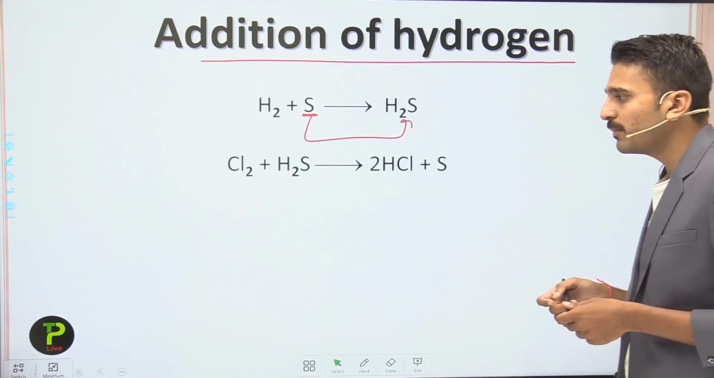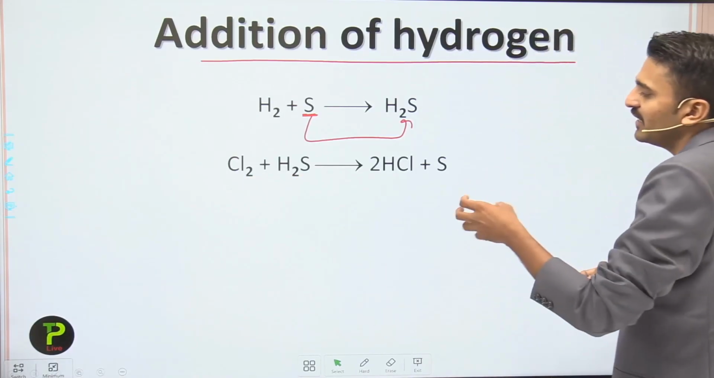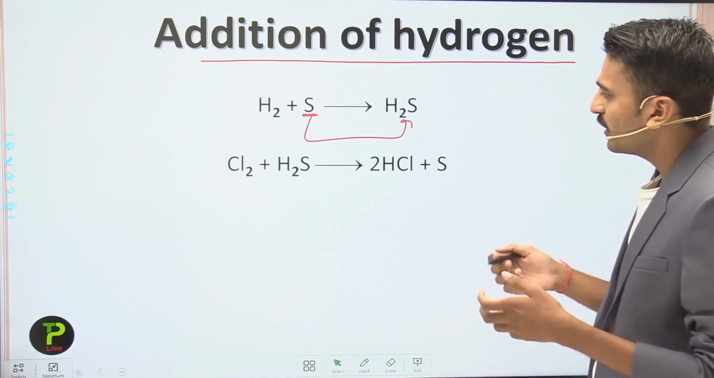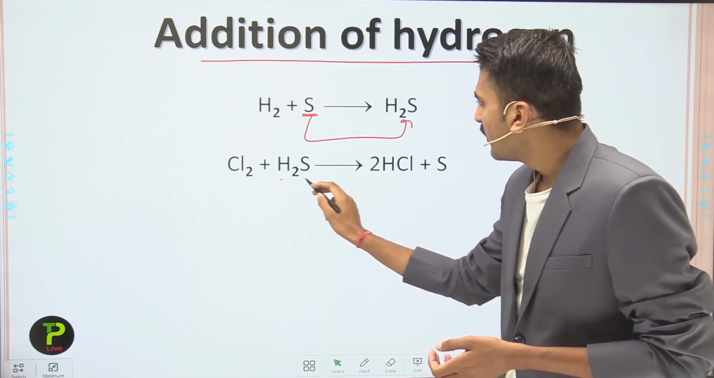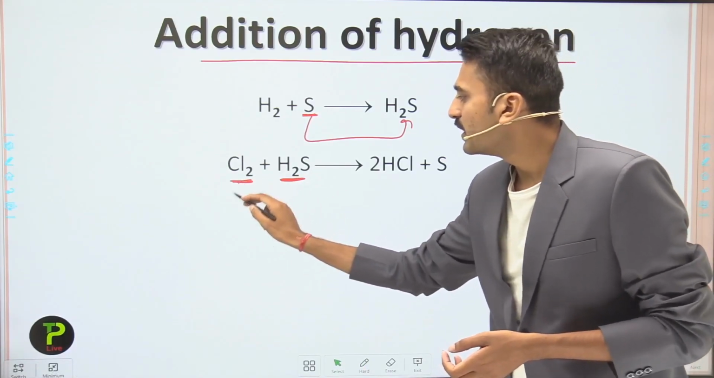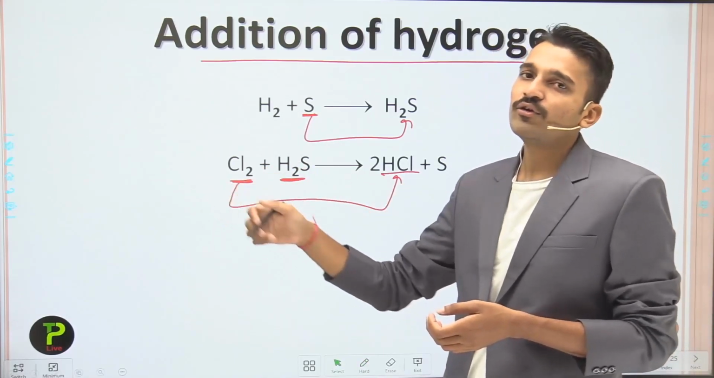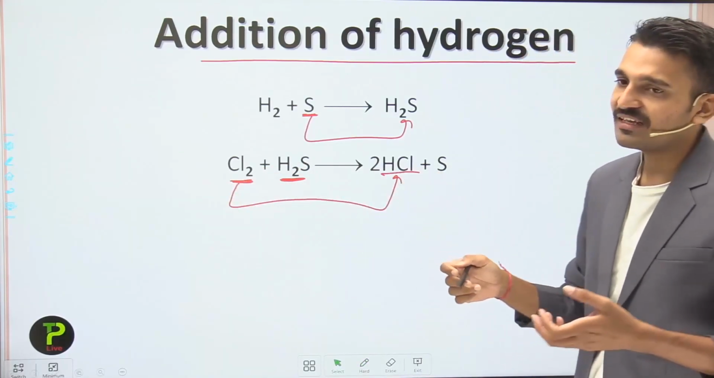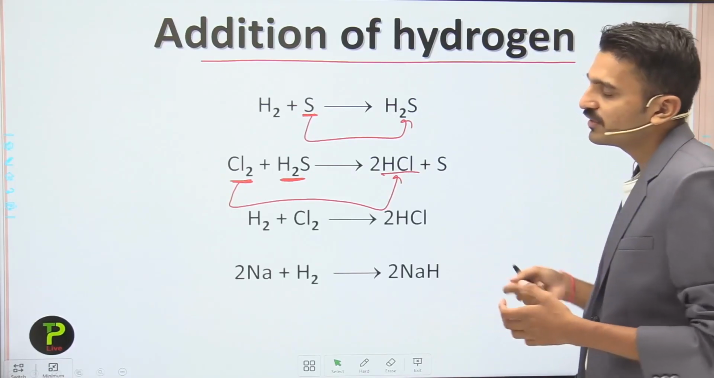Moving to another example, that is chlorine reacting with H2S, it forms HCl plus sulfur. So what is happening here? Here you can see the chlorine has undergone the addition of hydrogen to form HCl. So since there is addition of hydrogen, it is also an example of a reduction reaction.